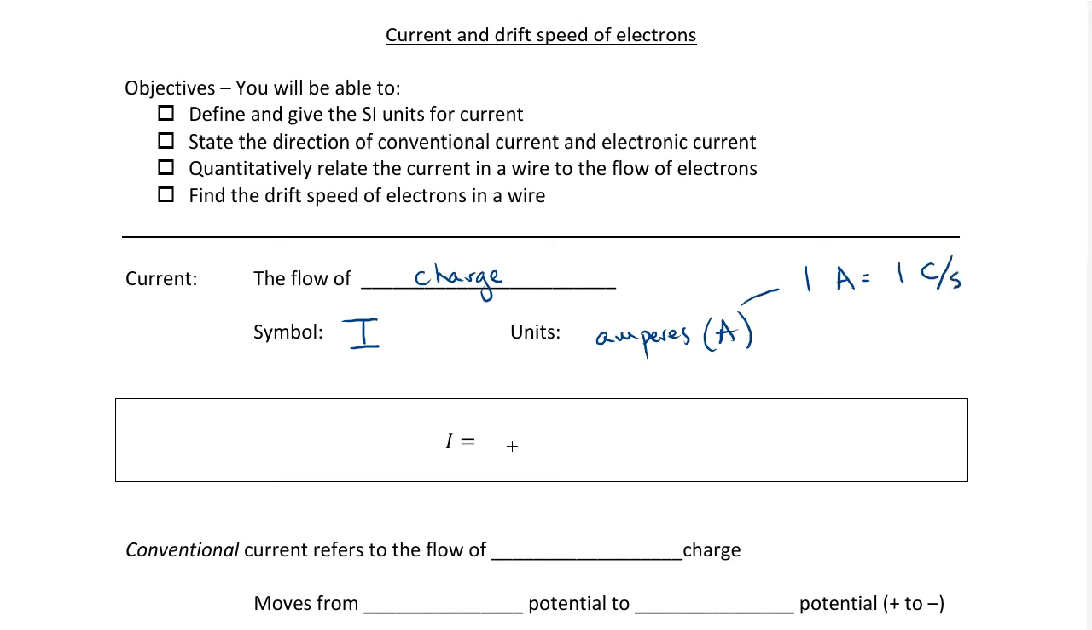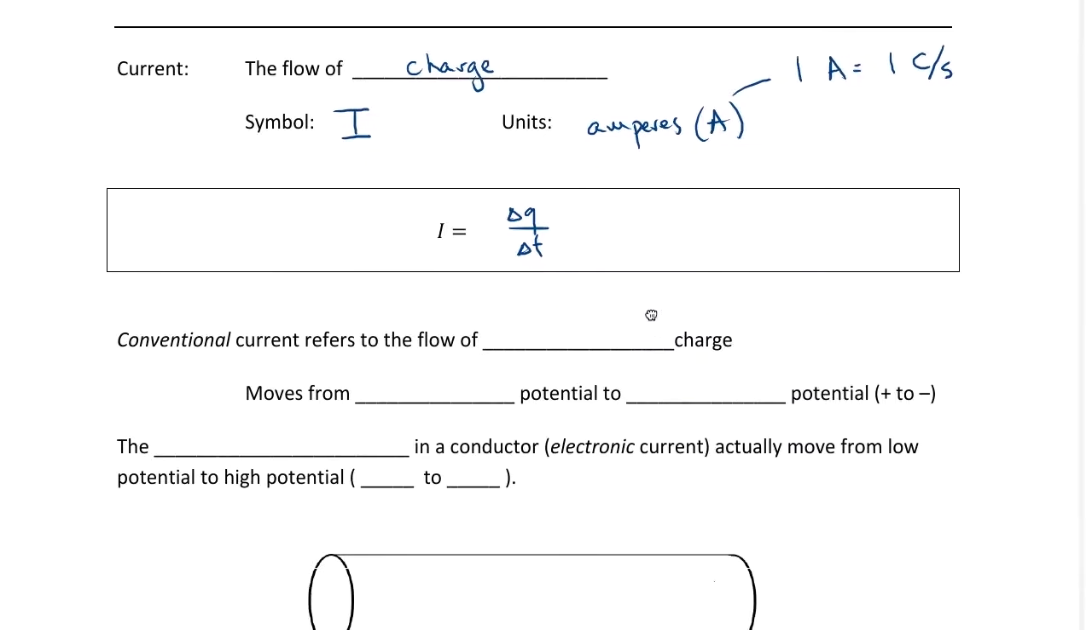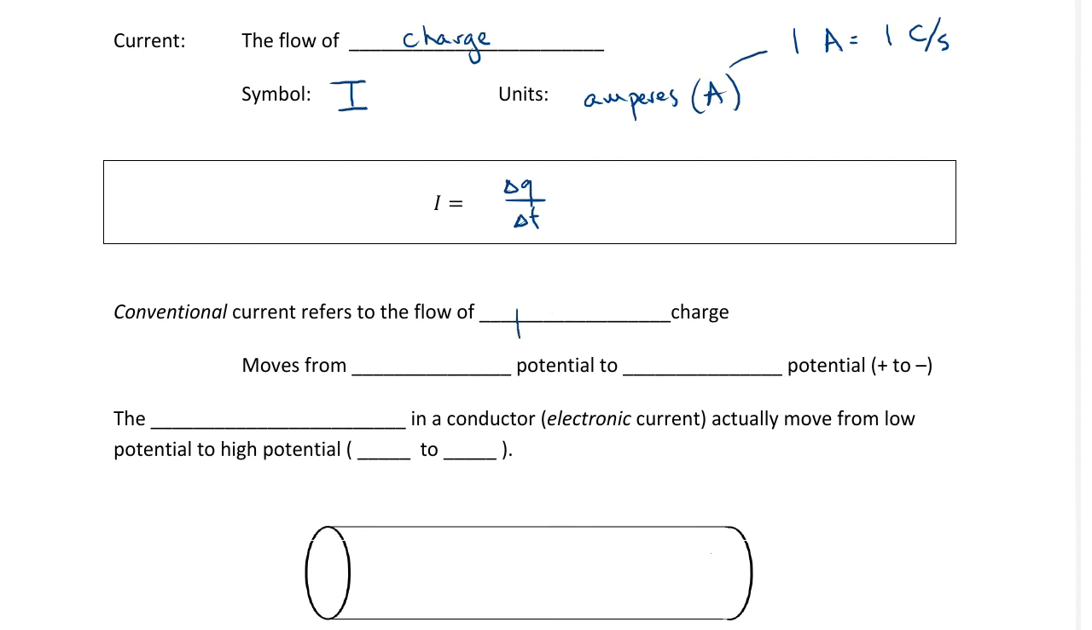In formula terms, I is equal to delta Q over delta T, the amount of charge passing a given point per unit time. Now, conventional current refers to the flow of positive charge for historical reasons. But of course, what's really moving are the electrons. Conventional current moves from high potential to lower potential. High potential to low potential means that the conventional current is moving from the positive terminal, for example, of a cell, round a circuit and then back in at the negative terminal.